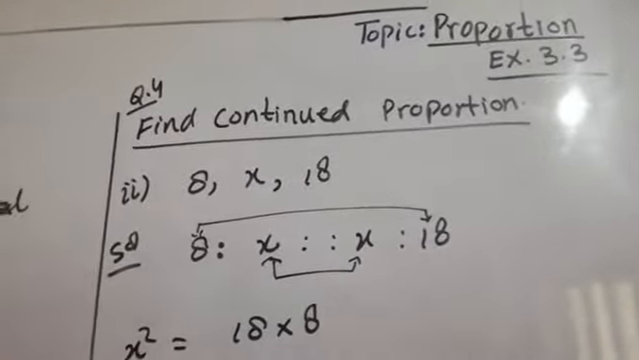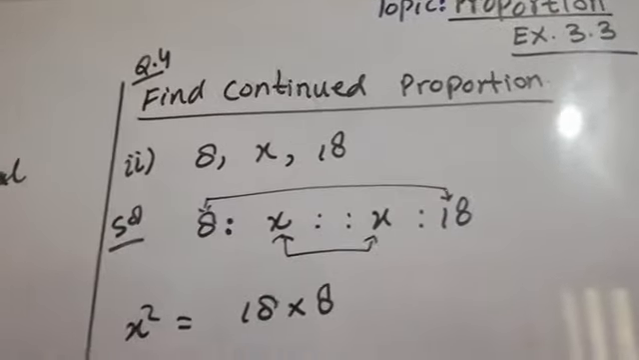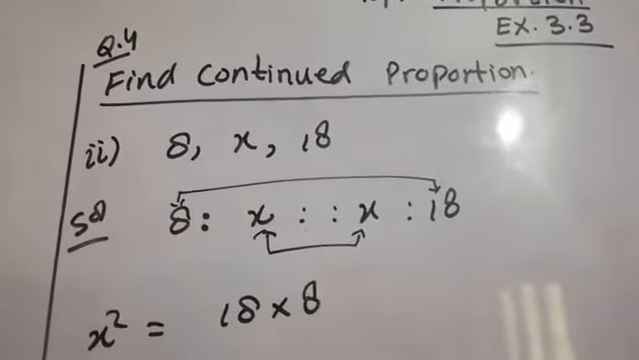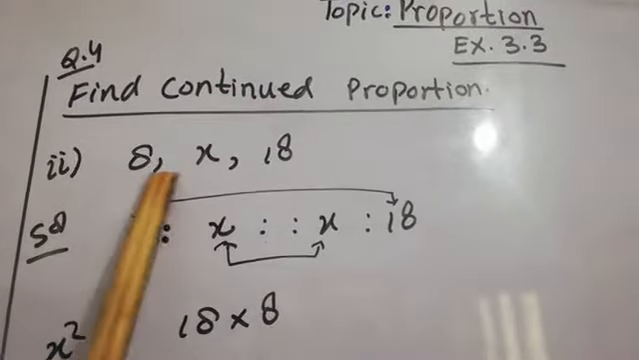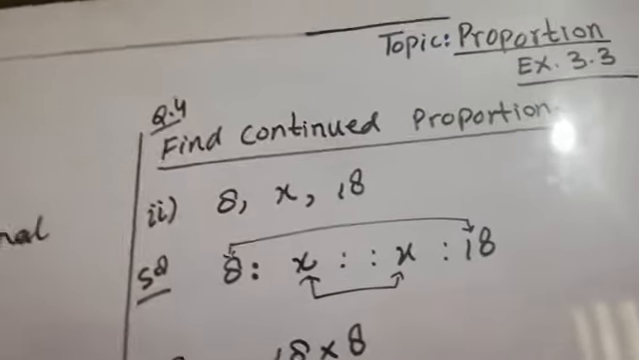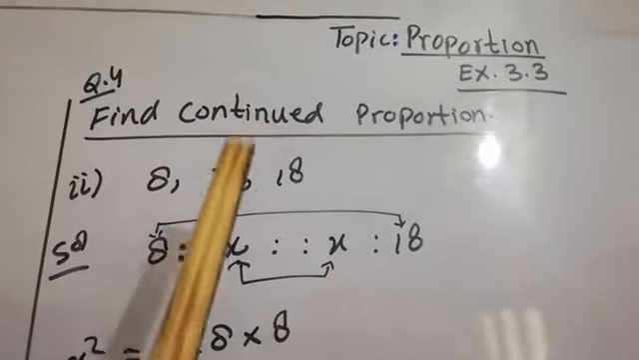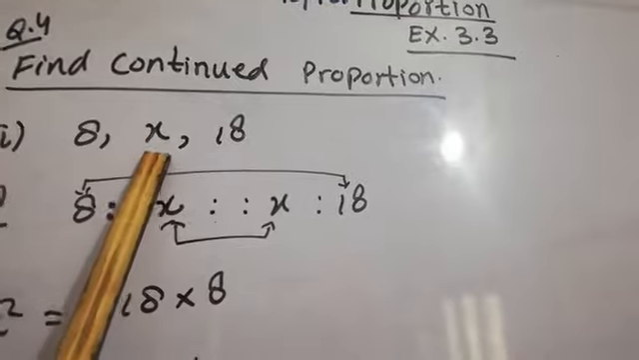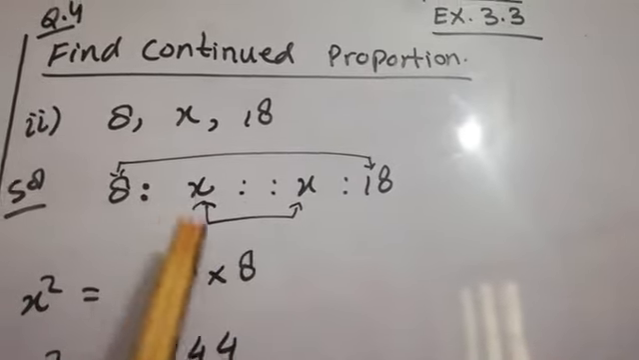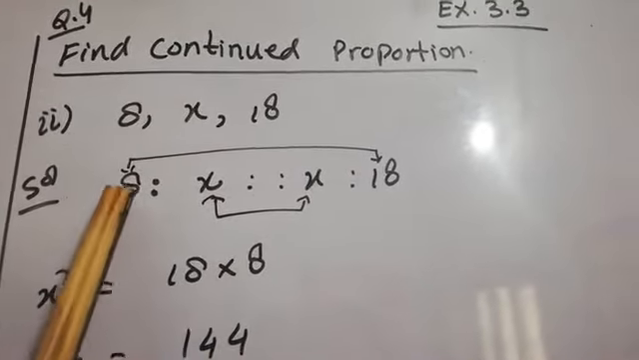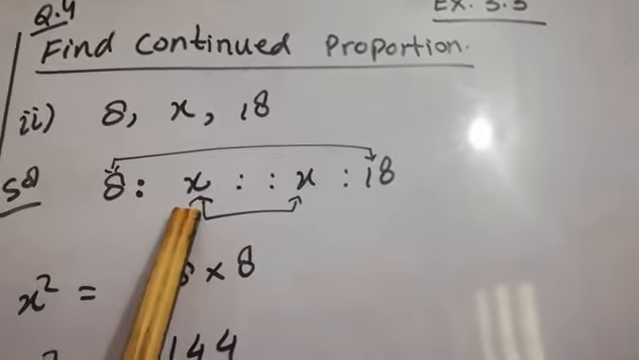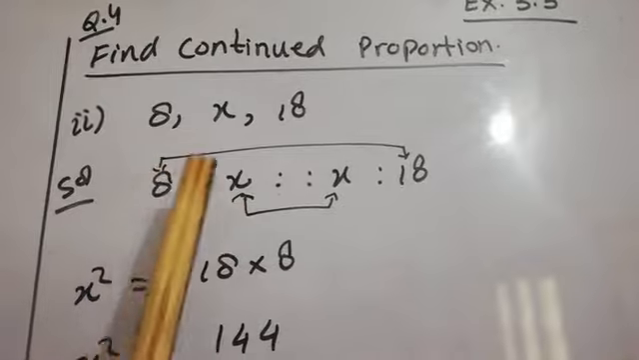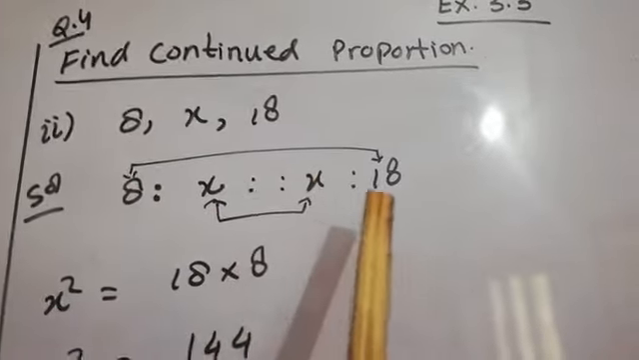Now question number 4, find continued proportion. Here three values are given and the variable x is given in this question, so no need to suppose it. Find the continued proportion of the letters which are involved in it. 8, x, 18. So we will write this value 2 times as the means value. Write x means continued, this will be continued up to the mean position. 8 ratio x proportion x ratio 18.